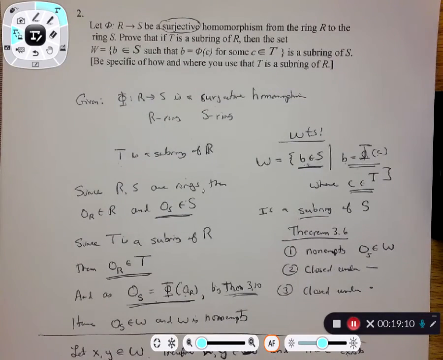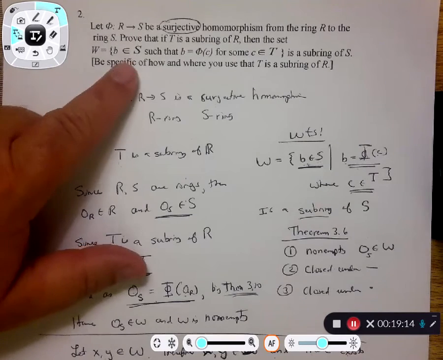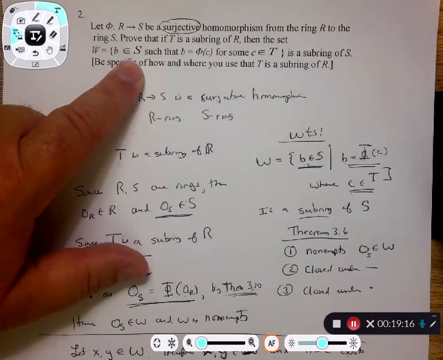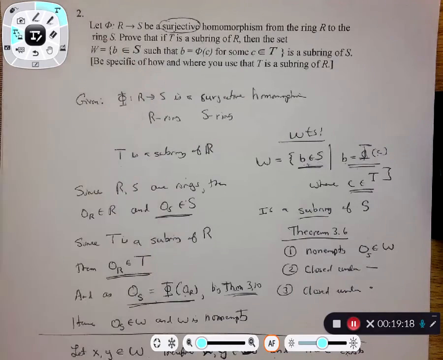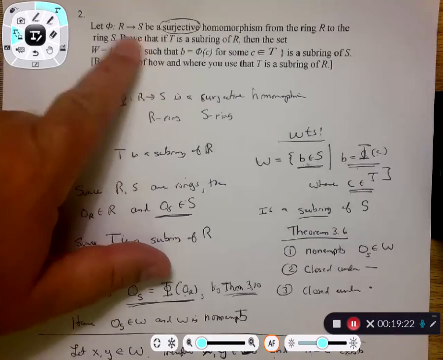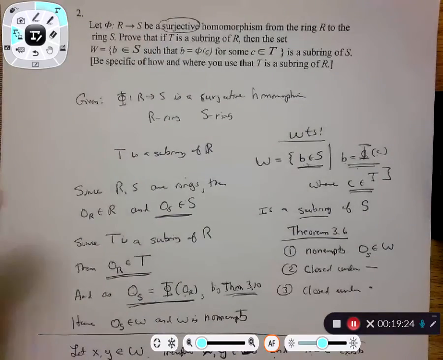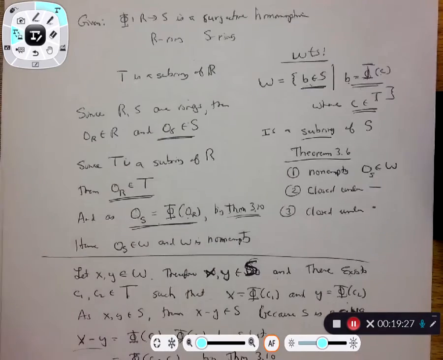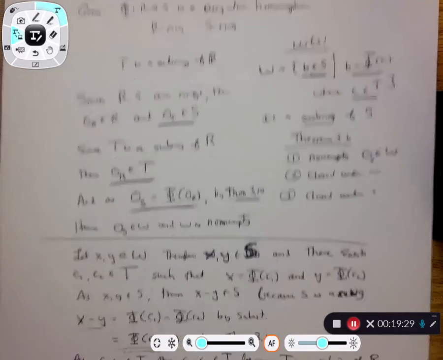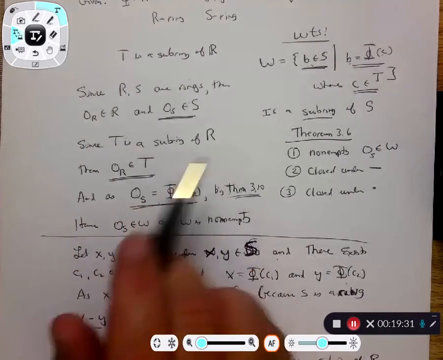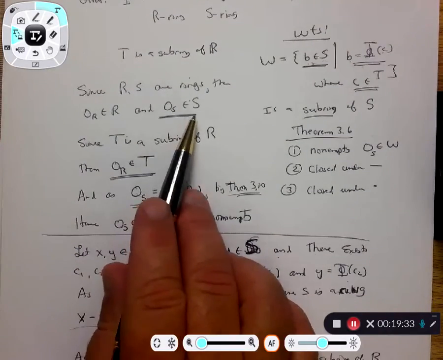It's onto. You see, I'm picking arbitrary stuff out of the wonderful world of S. And if I don't have a surjective mapping, I could pick a dude over here in the S ring that nobody maps to. But if I got a surjective map, so now the zeros, you don't have to worry about it because R and S are rings. 0 is going to be an element of S.